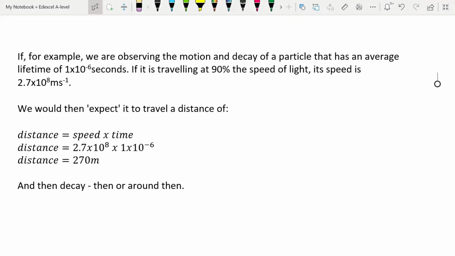And here's a nice example. If we're looking at the decay of a particle, so you're in an accelerator or whatever, you're observing the decay of the particle, and you know that its average lifetime is 1 times 10 to the minus 6 seconds, 1 microsecond. If it's traveling at 90% of the speed of light, that's its speed. So using classical physics, distance equals speed times time, we would expect the particle to travel 270 meters and then decay, or thereabouts. It's an average lifetime, so we'd expect to see this particle decaying very close to 270 meters. The problem is, it's traveling at 90% the speed of light, so it's going to defy our expectations.